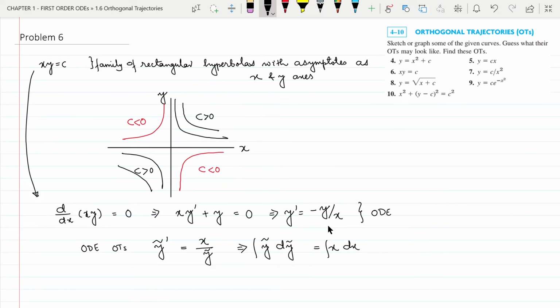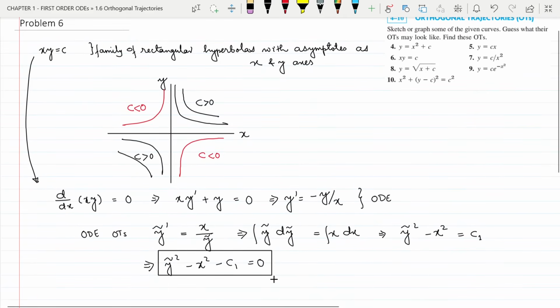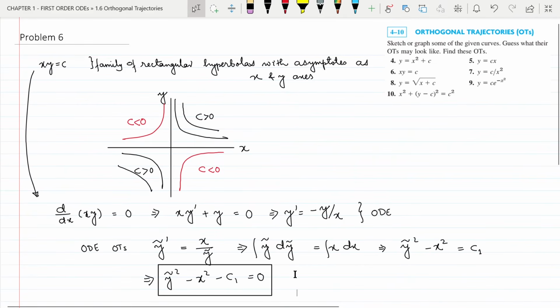Now we will integrate both sides and simplify this equation to write y tilde square minus x square equal to constant. Let us take it as c1 and rewrite this equation as y tilde square minus x square minus c1 equal to 0. This is the desired equation we have for the orthogonal trajectories.